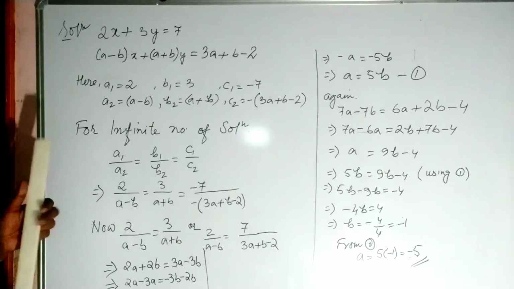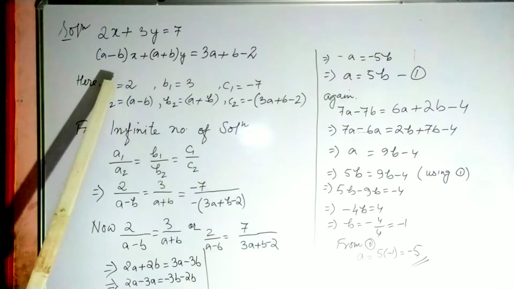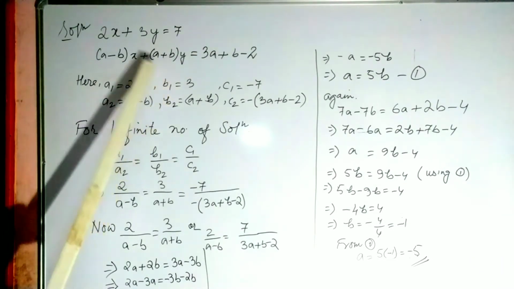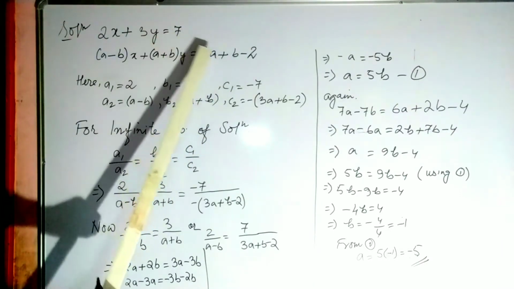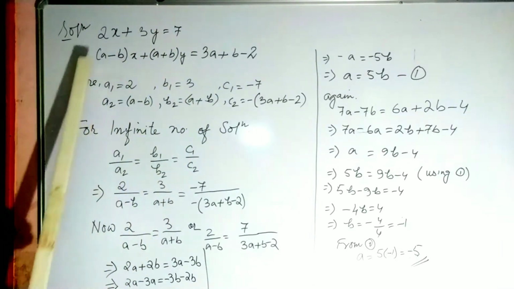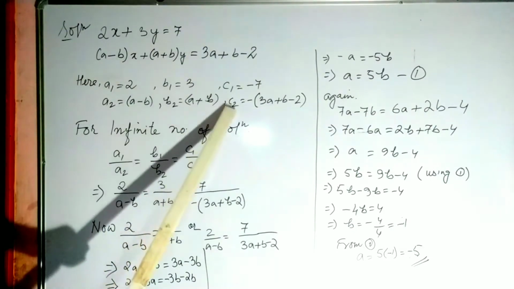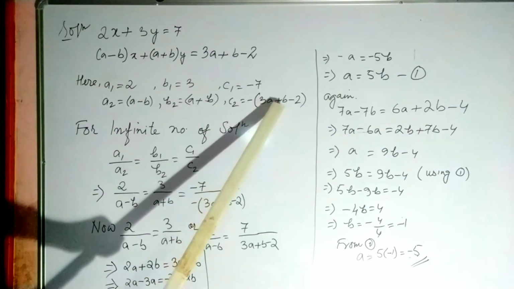Here we write the equation. On these two equations we write the coefficients of x and y. a1 is 2, b1 is 3, c1 is 7, which goes to the left and becomes minus 7. a2 is a minus b, b2 is a plus b, c2 is whole part goes to the left, it becomes minus within bracket 3a plus b minus 2.